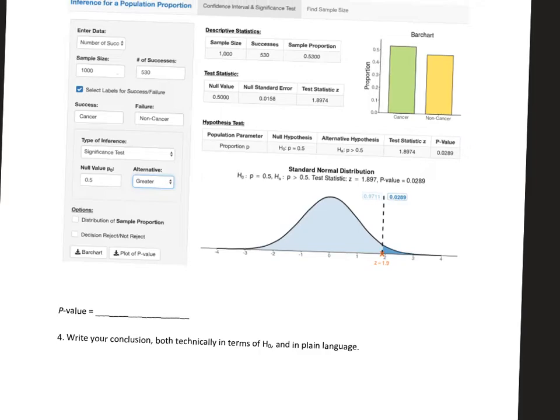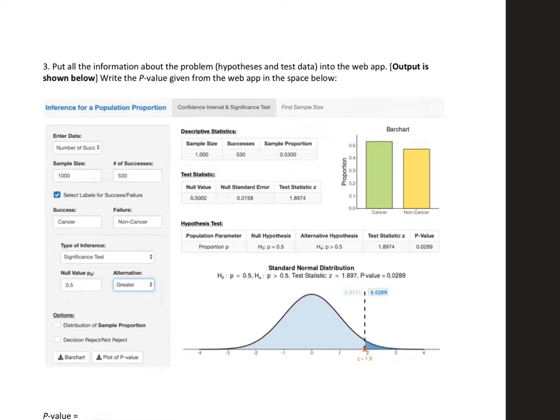Here's a screenshot of the output of the web app. You can see over here on the left all the stuff that I had shown on the front page. But now we can see the output. And you'll see in the output there's a lot of stuff that we could have saved ourselves some work by just doing this earlier. For example, here is the standard error. They call it the null standard error. What they mean by that is it's the standard error in that picture, assuming the null hypothesis is true. The test statistic, the z-score, is right there. I rounded mine off to 1.90, but you can see they wrote out the whole thing there.